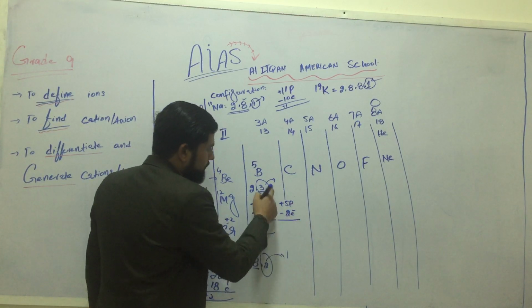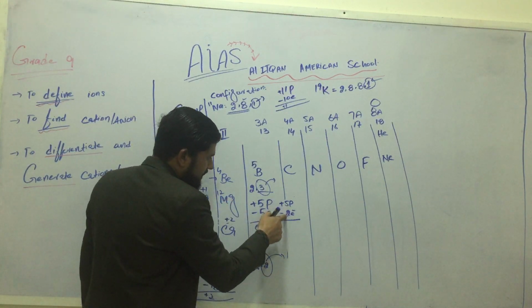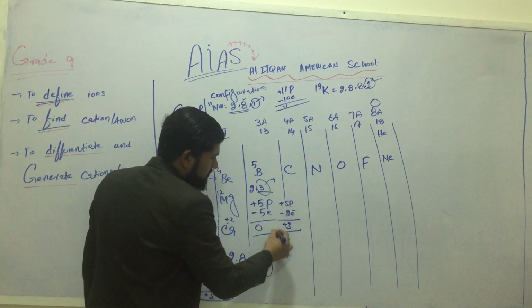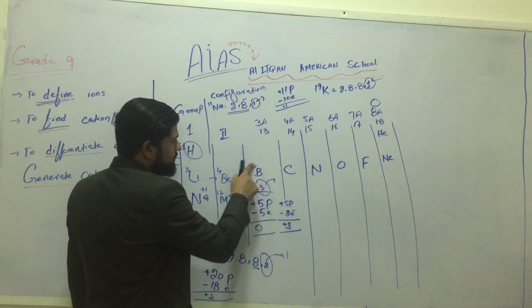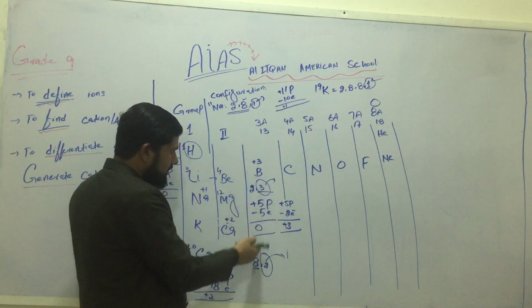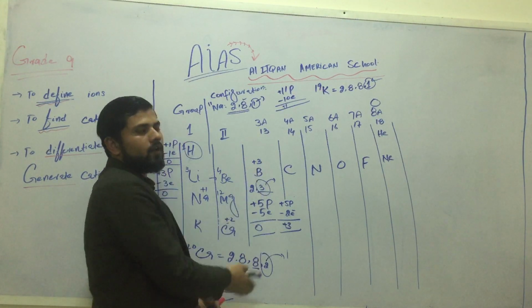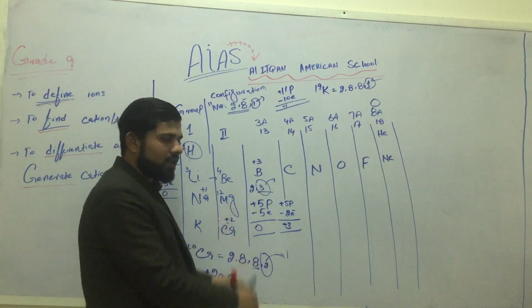Yes, very good. Why? Because it has lost 3 electrons. So plus 5 and minus 2 gives plus 3. See, so the charge on this boron would be plus 3. Similarly, for other elements, you can find it on your own. Definitely the charge would be plus 3, and these are all cations.